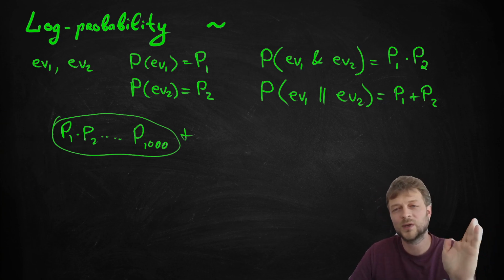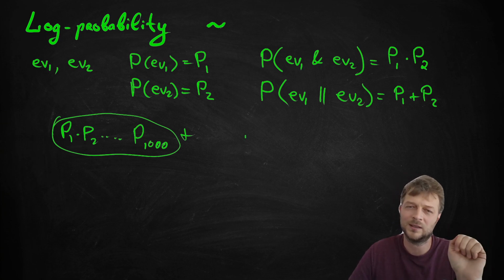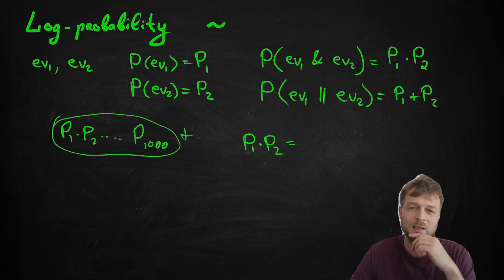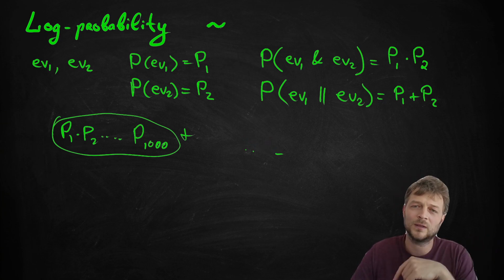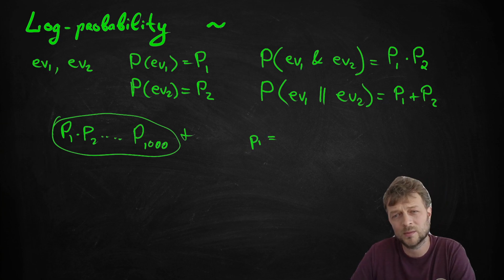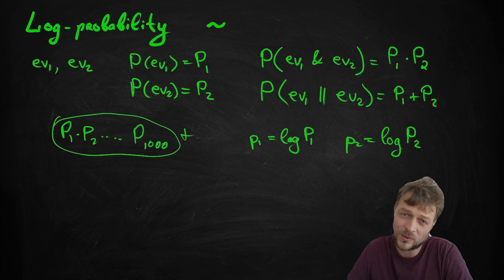So in log space we have terms like log probability or log likelihood. It means basically that instead of P1 multiplying by P2, we would sum their logarithms. Okay? So for this, let's introduce a new notation. P1 will be log P1 and P2 will be log P2. And also we replace multiplication with addition.